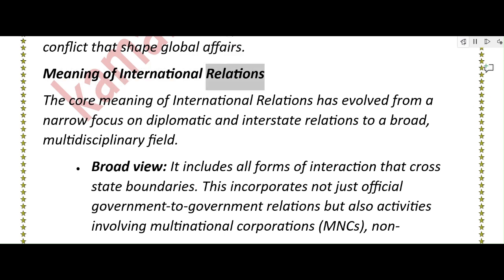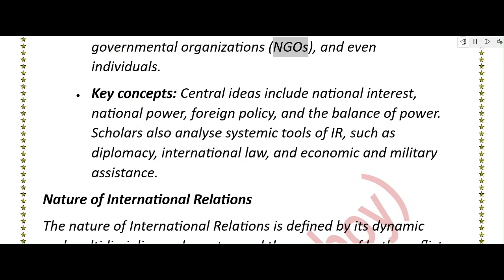Meaning of international relations. The core meaning of international relations has evolved from a narrow focus on diplomatic and interstate relations to a broad, multidisciplinary field. Broad view. It includes all forms of interaction that cross state boundaries. This incorporates not just official government-to-government relations but also activities involving multinational corporations, MNCs, non-governmental organizations, NGOs, and even individuals.